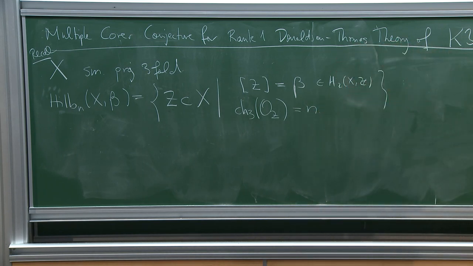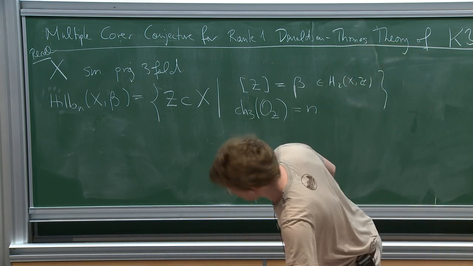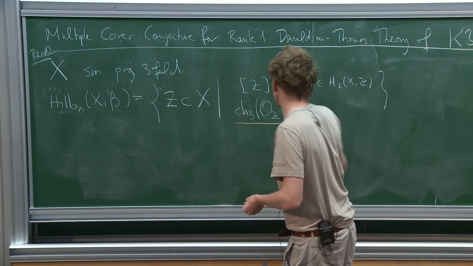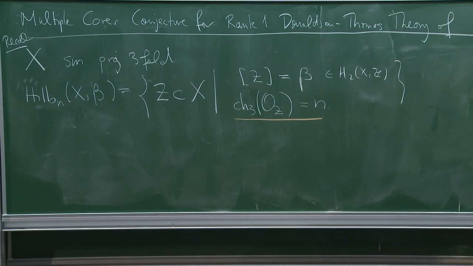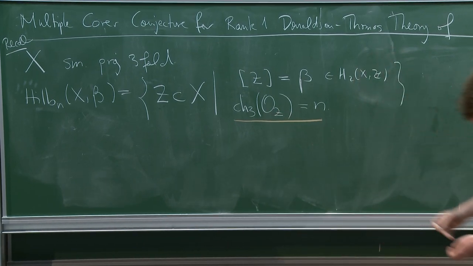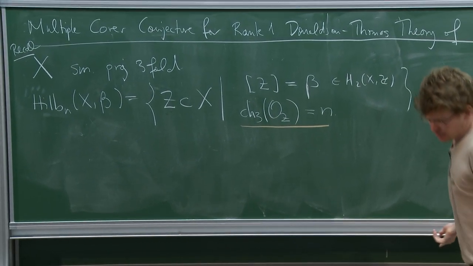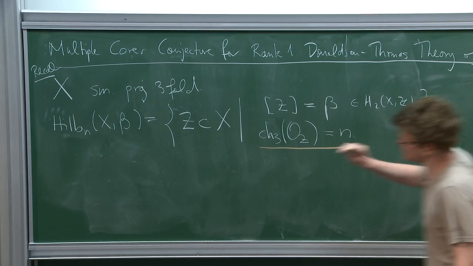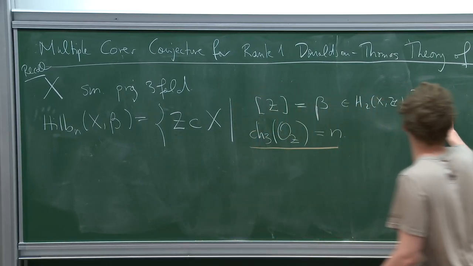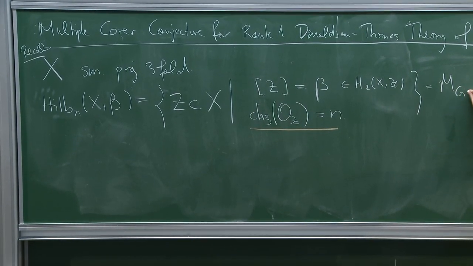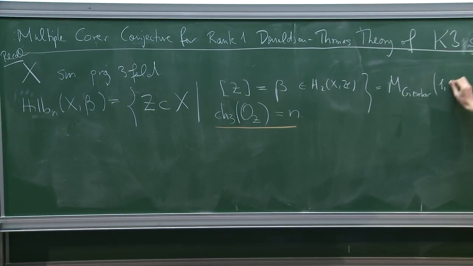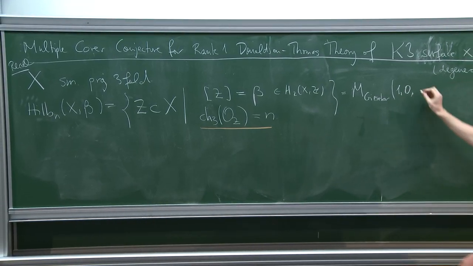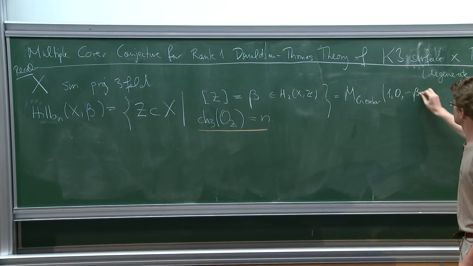As a warning to whoever usually follows these talks, it's a slightly different convention, but don't worry about it. It's equivalent to just fixing the holomorphic Euler characteristic of the structure sheaf. Another way to view this is as the moduli space of Gieseker semistable sheaves, with respect to some polarization, with Chern character specified by this data.